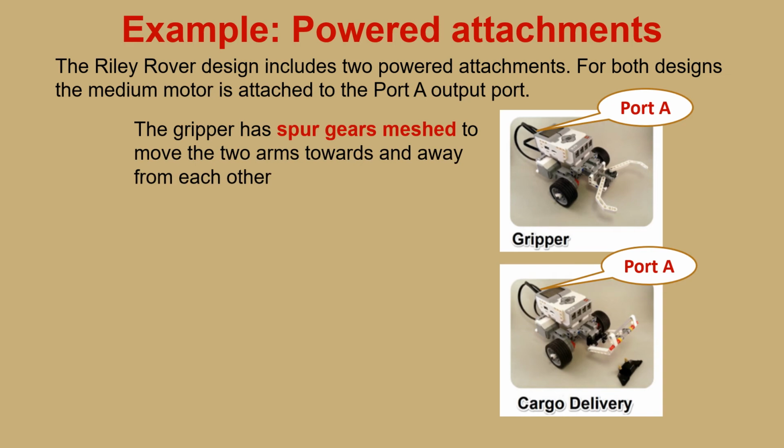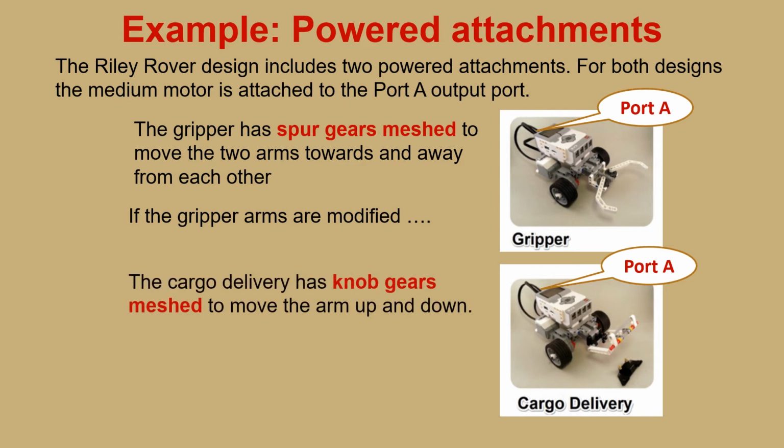Okay, the example here, this gripper has spur gears that are meshed to move the two arms toward and away from it. And if the gripper arms are modified, well, you could maybe hold a bigger object, right? The cargo loader here has got knob gears that are meshed to move the arm up and down. But similarly, that arm can be made bigger and or smaller. If the cargo loader delivery is turned the other way, as I said, then that will give you the power to pull something towards you.